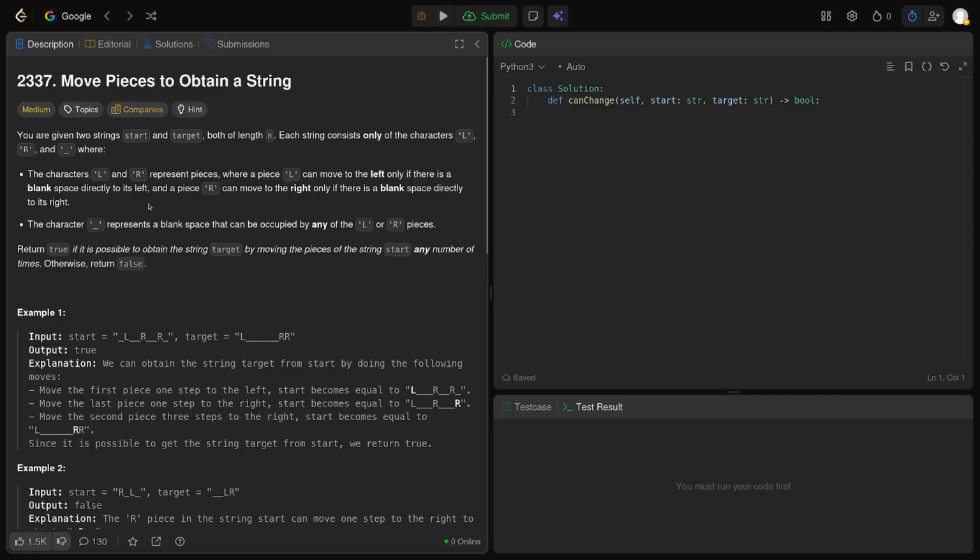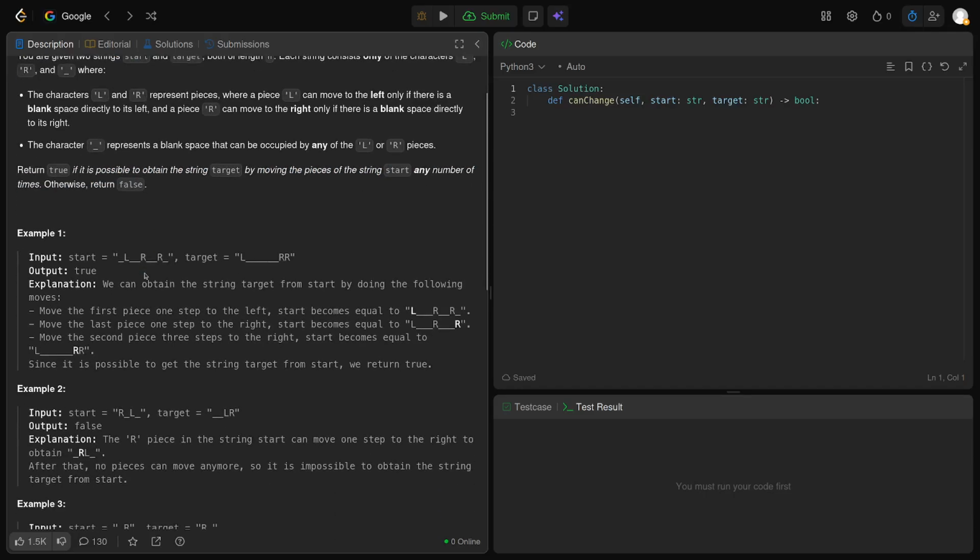Today we got medium problem 2337, move pieces to obtain string. We are given a start and target, both of length n, each consisting of only L, R, and underscore. L and R pieces: L can only move to the left if there is a blank space, and R to the right if there is a blank space to the right. The underscore character represents a space that can be occupied by either of them. Return true if it's possible to obtain the target by moving pieces of the string start any number of times.